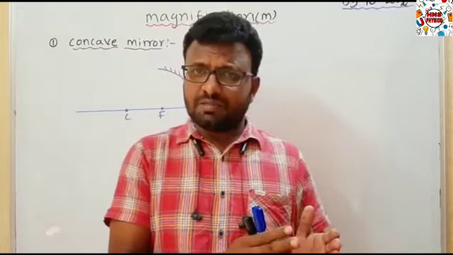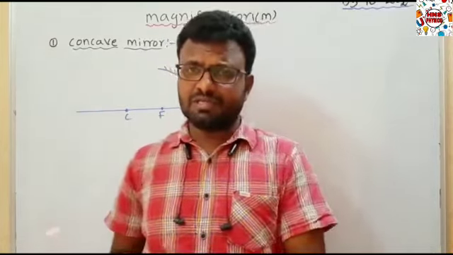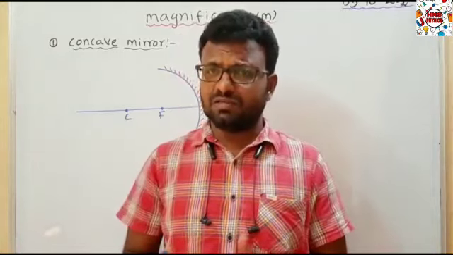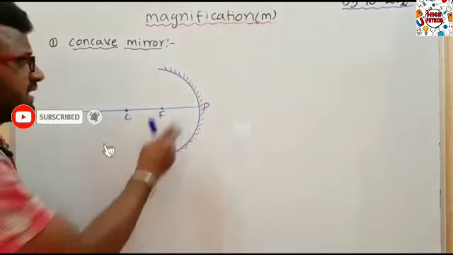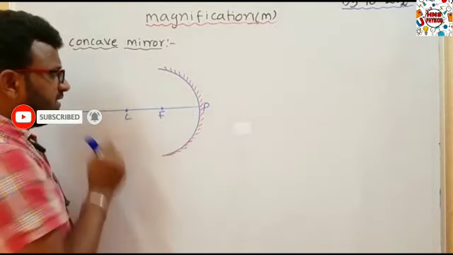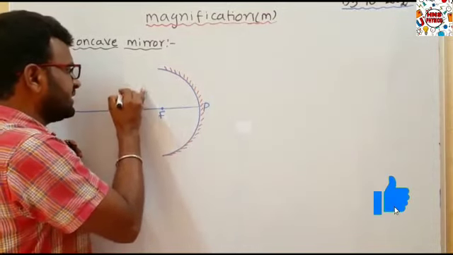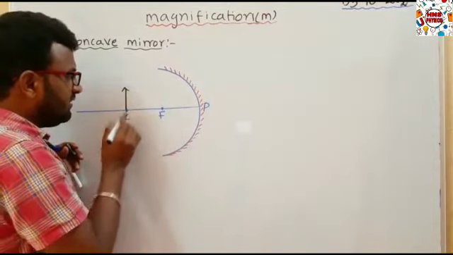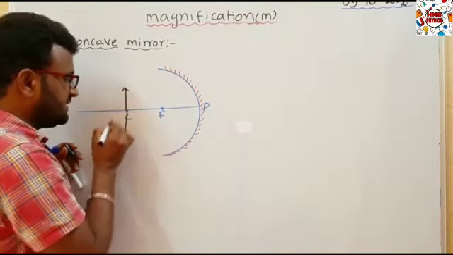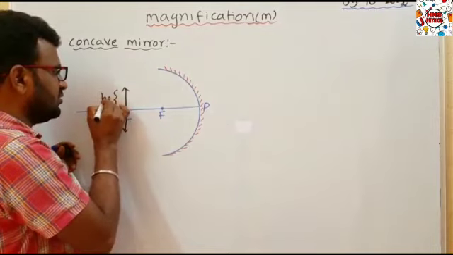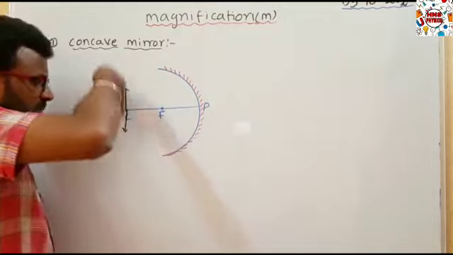When the object is placed in front of a concave mirror, images will be formed at different positions. That's why magnification value is also different for concave mirror and convex mirror, right? We'll see here, this is a concave mirror, this is the focus, and this is the center of curvature. For example, I am taking the object placed at the center of curvature. We know when the object is located at the center of curvature, the image is also formed at the center of curvature. That means here height of the object is equal to height of the image in this case. So image is formed below the principal axis.